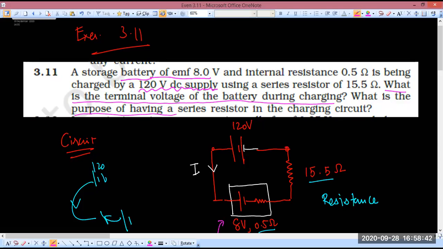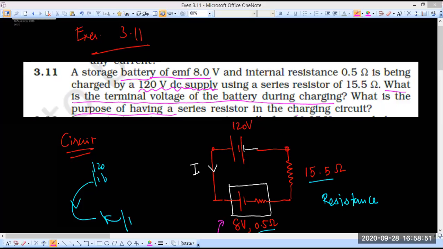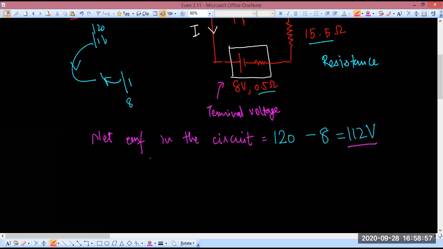Okay, but generally questions will be clear, so that you will not have any kind of confusion, right? Okay, so this is 112 volt. Now current in circuit, I is equal to, how much is net EMF? 112, right? There's no doubt about that.